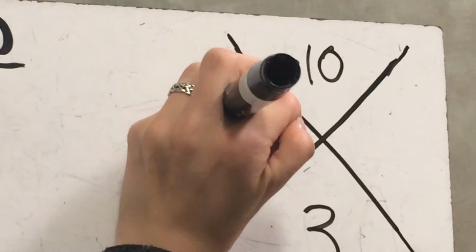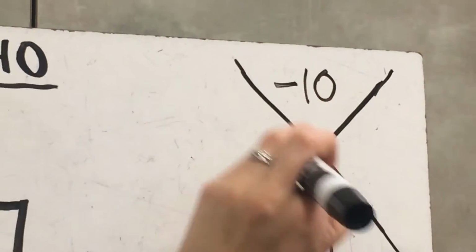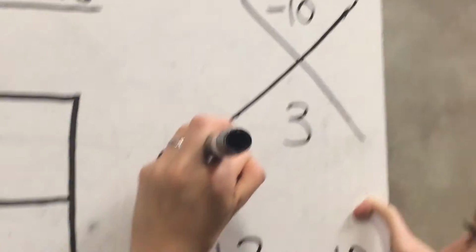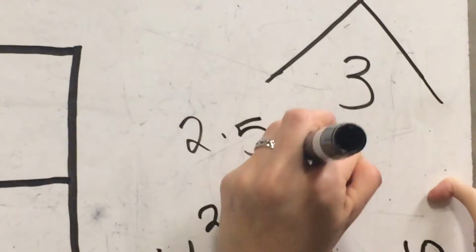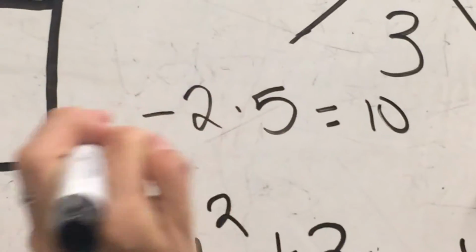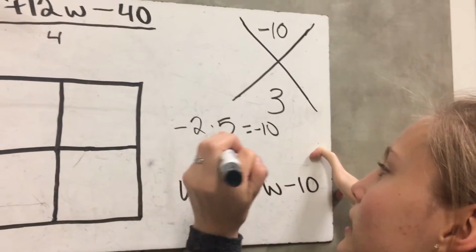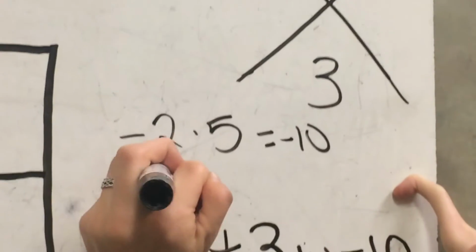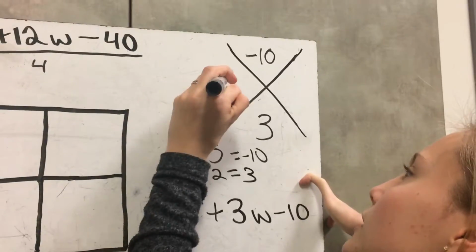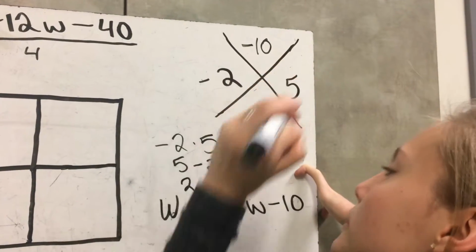Therefore, we take 2 times 5, which equals 10, and then we're going to make 2 negative, meaning that it'll be negative 10. Therefore, 5 minus 2 equals 3. So it's negative 2 and 5.